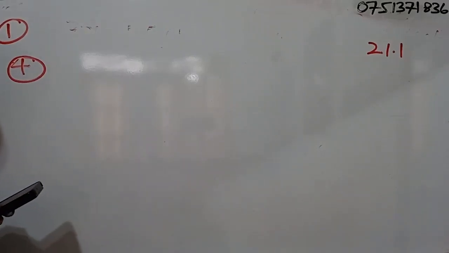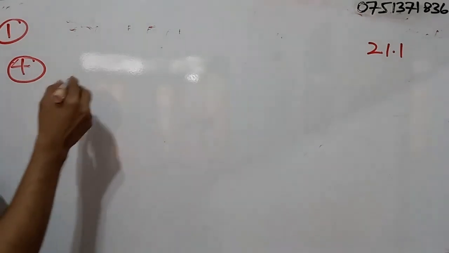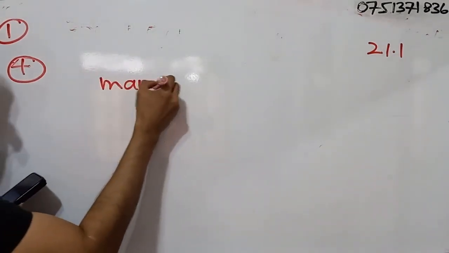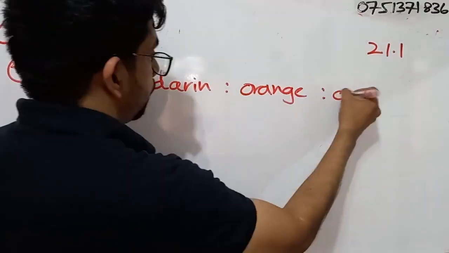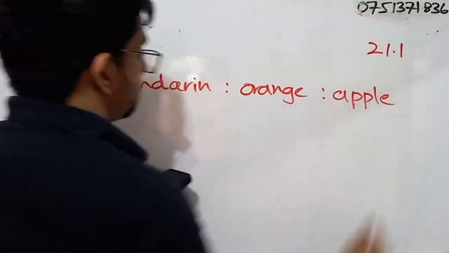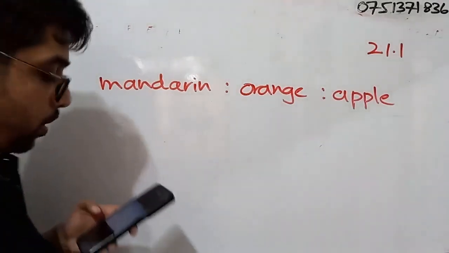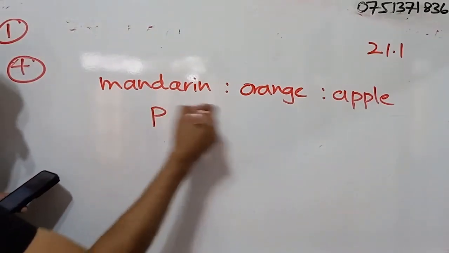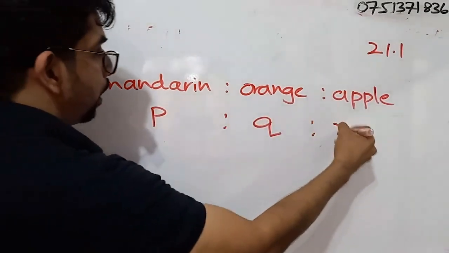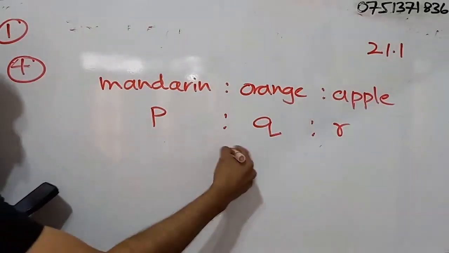Part 4. The price of a mandarin is P rupees, simply P rupees. The price of an orange is simply Q rupees. And the price of an apple is simply R rupees. Right. So we have mandarin, then we have orange, then we have apple. Now the prices are given to us as what? Algebraic terms, no? So we can write P to Q to R. This is the simplest form.